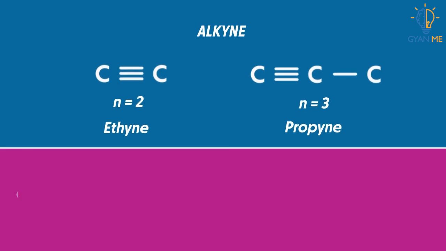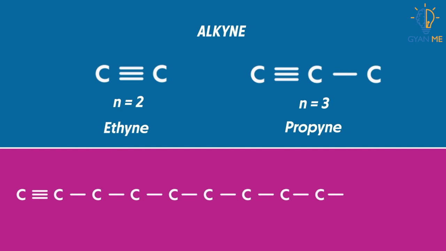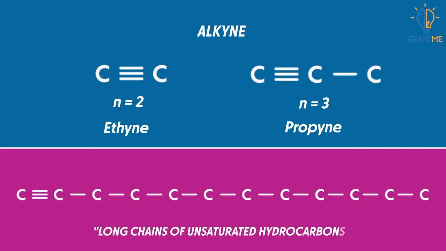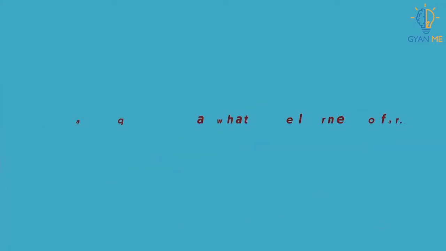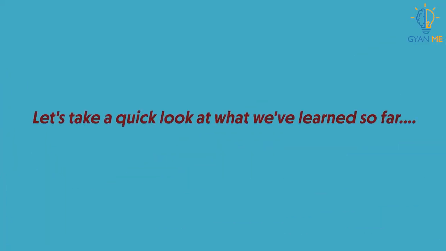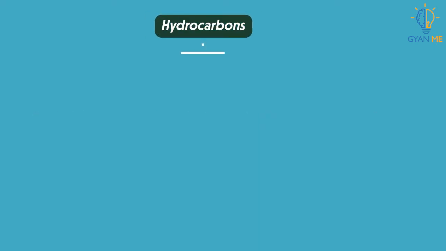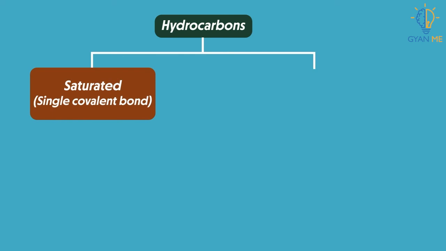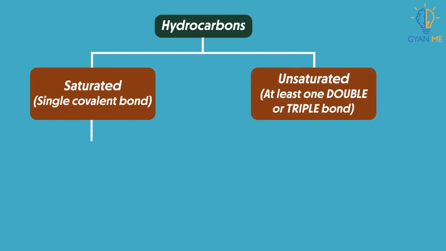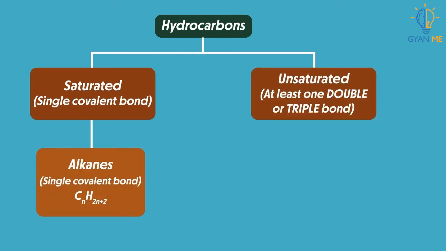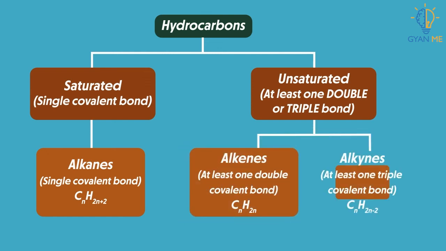Here too, as we increase the number of carbons, long chains of hydrocarbons will be formed, called long chains of unsaturated hydrocarbons. So students, let's take a quick look at what we have learned so far in videos. Hydrocarbon compounds are classified into 2 types, saturated and unsaturated. Saturated ones have only single bonds between their carbon atoms, while unsaturated ones have at least one double or triple bond between their carbon atoms.